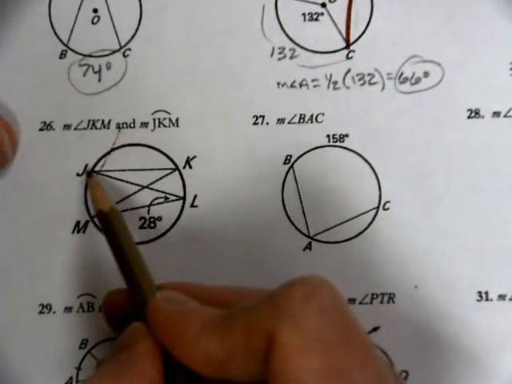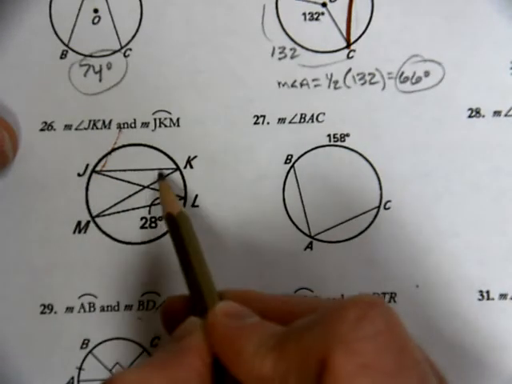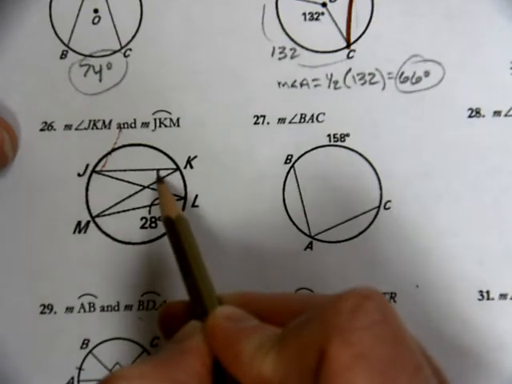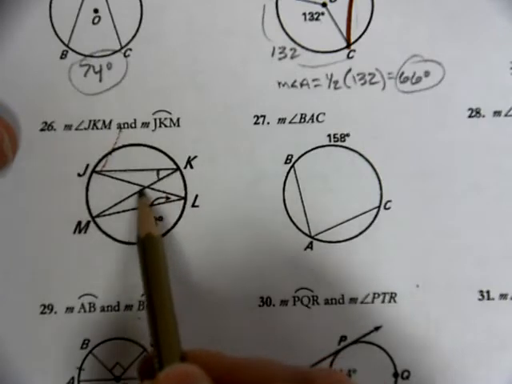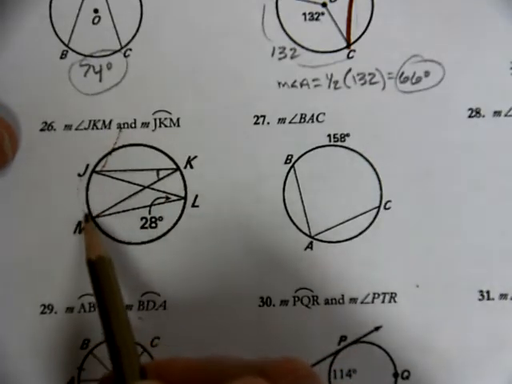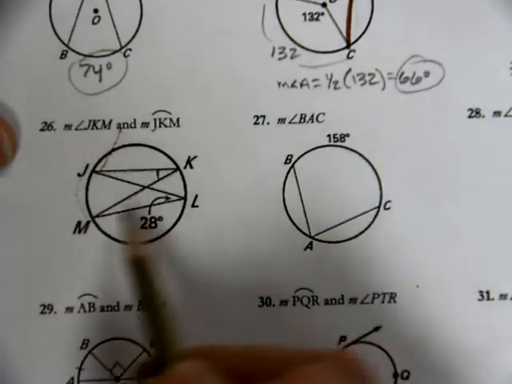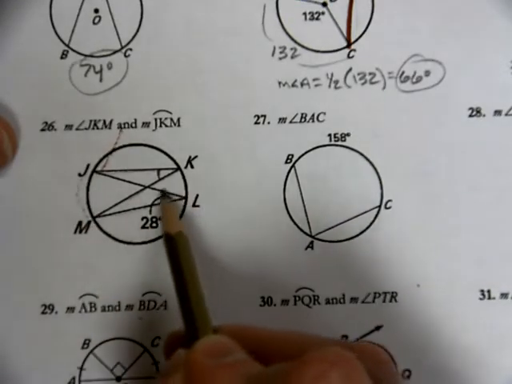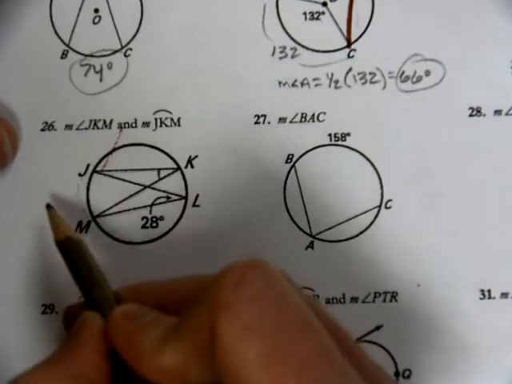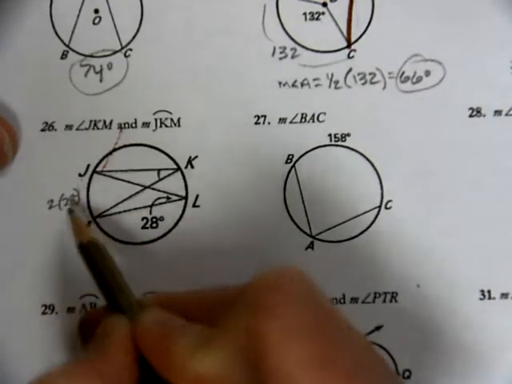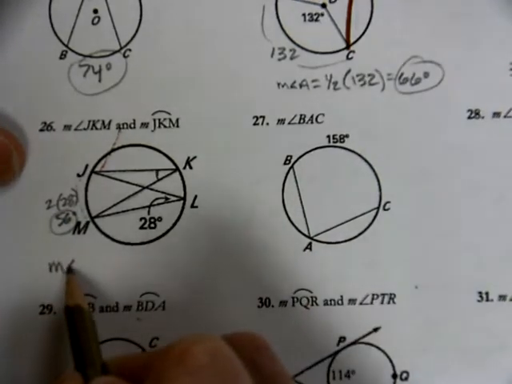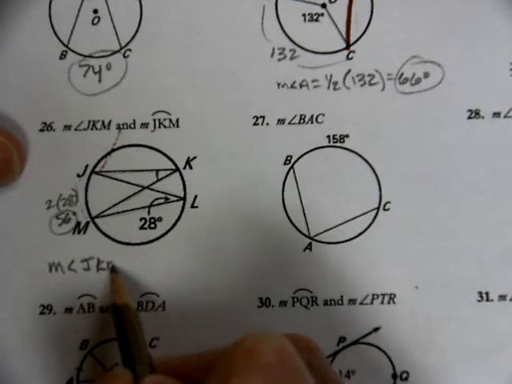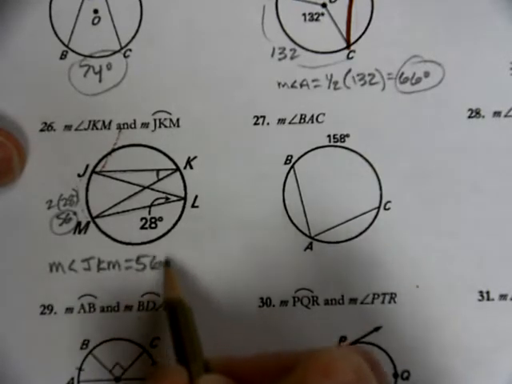Here we're looking for the angle JKM. Looking for this angle here. Well, we know that it opens up, it's half of arc JM, and JM is double 28. So 2 times 28, that's 56 degrees. So the measure of angle JKM equals 56 degrees.